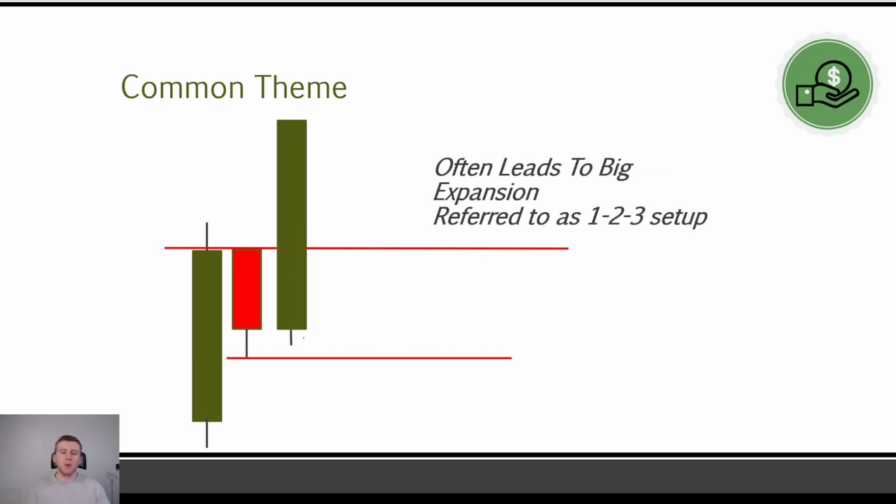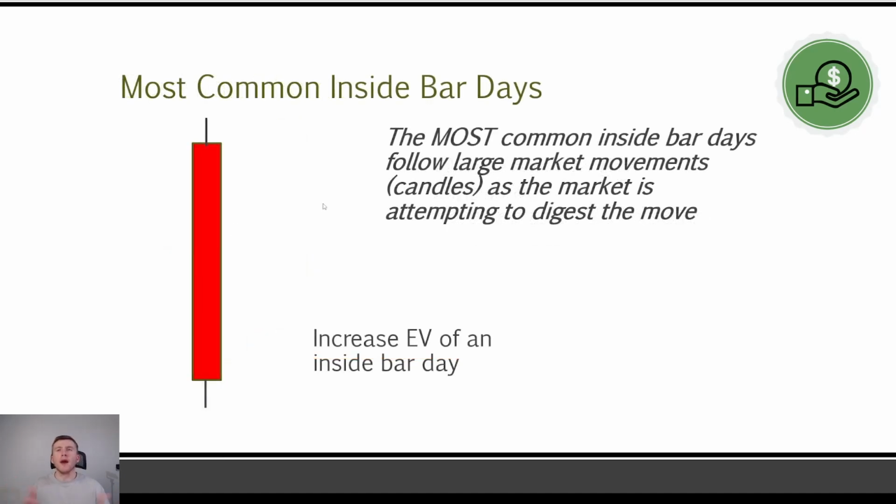This is referred to as a 1-2-3 setup, where you get candle 1, you get inside bar candle 2, and then an explosive move on candle 3. You will see this a lot of times because you get a push up, some buyers taking profit, some shorts coming in, boom, trapping out those shorts, buyers coming back in on this breakout, and then you get this push higher. When can we expect to see inside bar days?